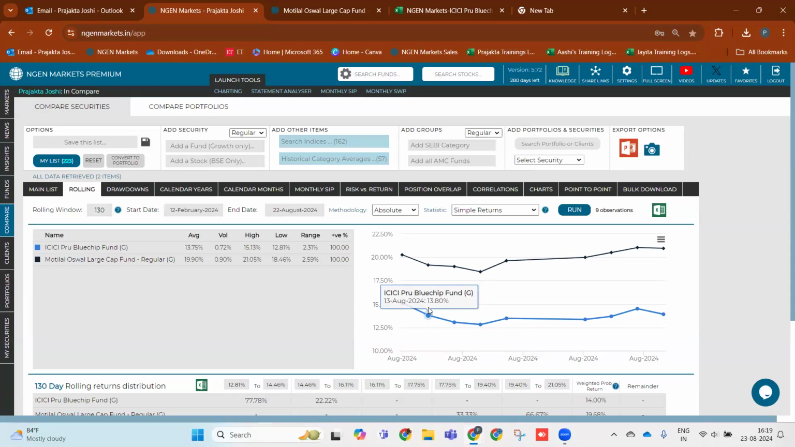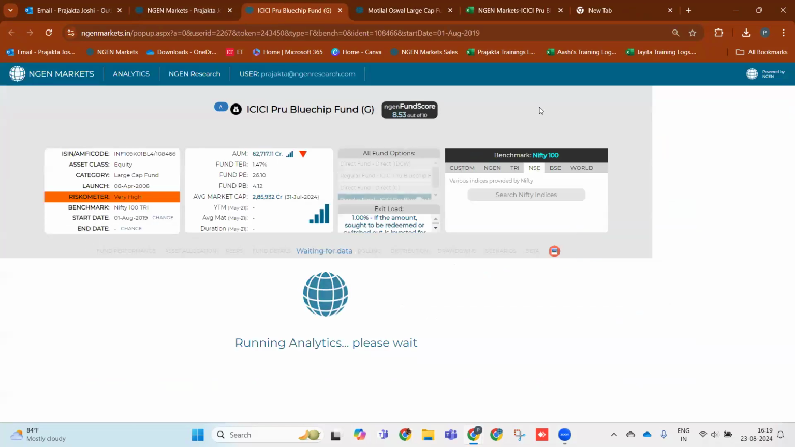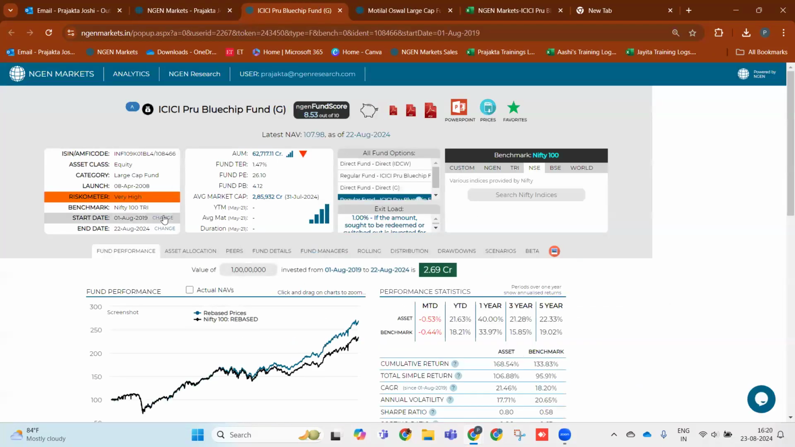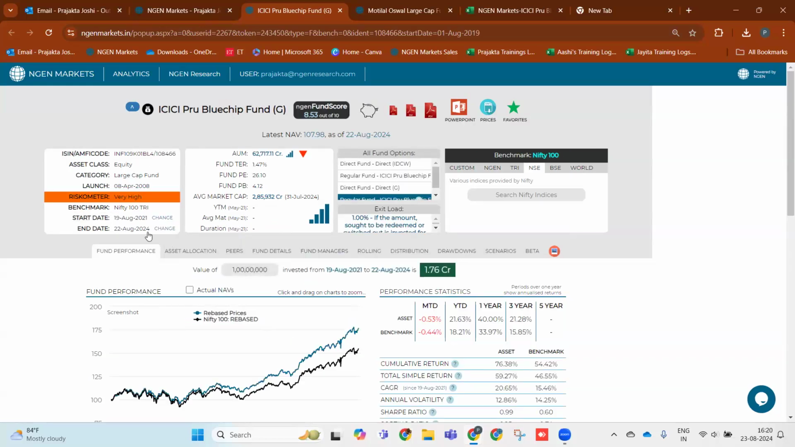So for that, let us not complicate it a lot, and let's do this on a single fund level only. What I'm going to do for that is simply click on iProve Blue Chip. It will get loaded in a new tab. And I'm going to do this rolling returns analysis for a 3-year time period, considering 1 year as the rolling window. So I'll change the start date to a 3-year time period. That's 19th of August 2021 to 22nd of August 2024.